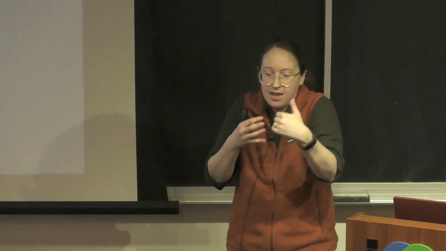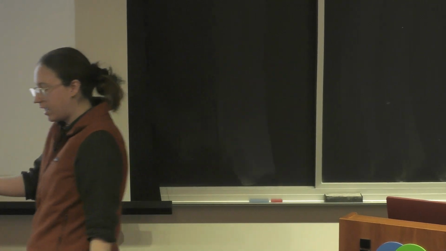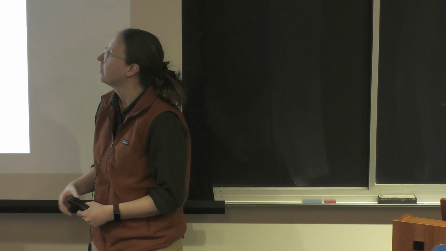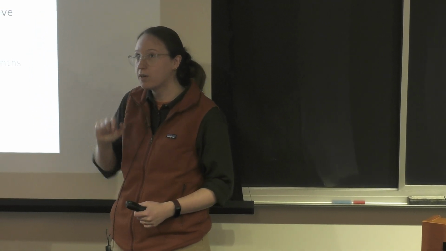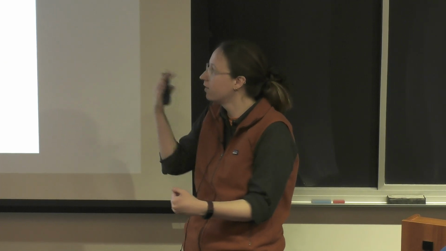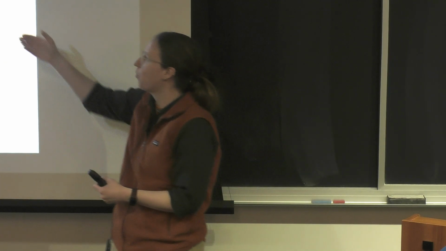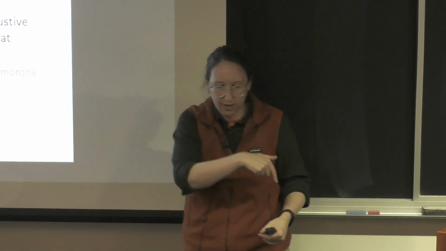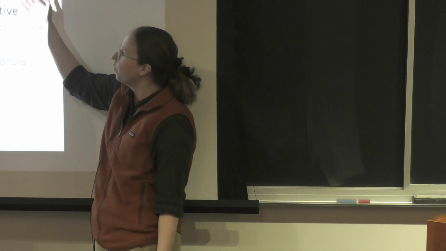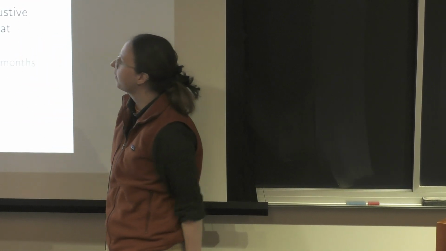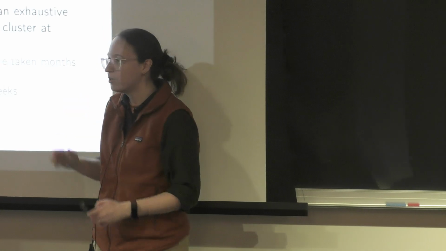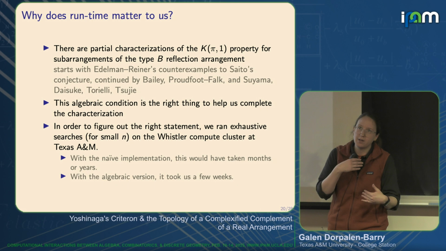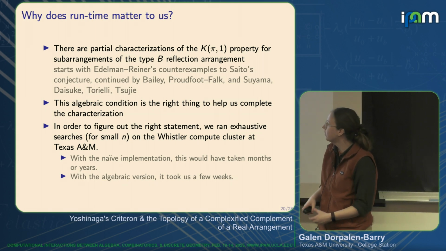So you can say, if the graph has this property, then it is k-pi1, but the converses are all missing. So what we aimed to do with this project was to choose a concrete characterization problem and help us complete this characterization. In order to conjecture what the backwards characterization should be, we want to just compute lots of examples and see what was going on. So in order to do that, we wrote some code, and we wanted to write code that was fast enough for us to run on the Texas A&M compute cluster, Whistler.